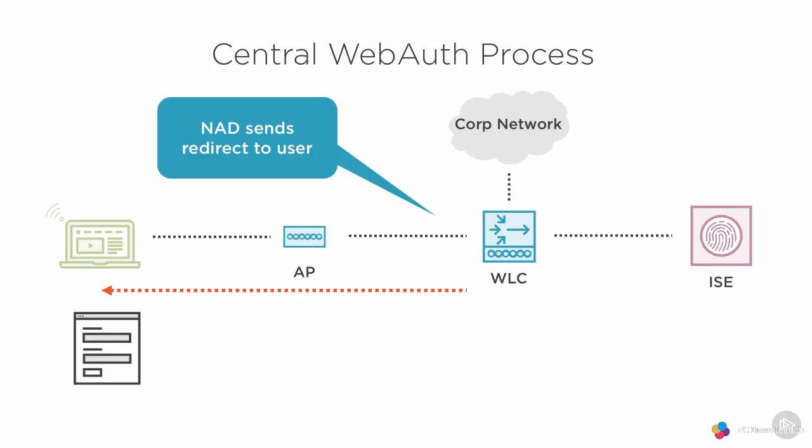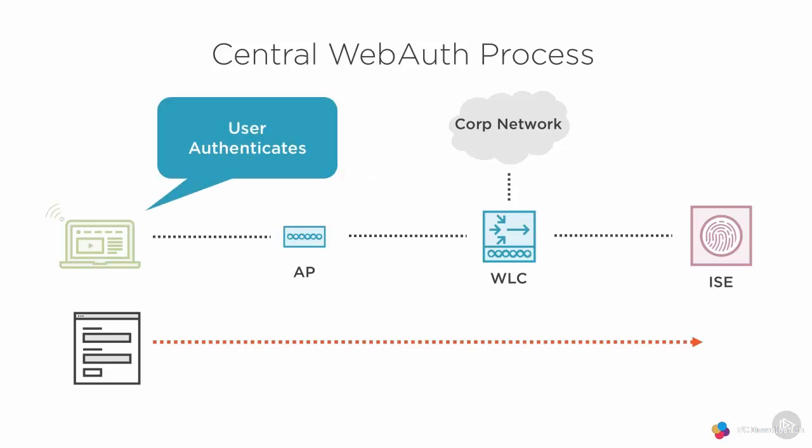Now the user gets redirected to our policy service node. And so the policy service node at this point, through an HTTPS connection, can provide that form that the user can enter their credentials with. So the user finally authenticates. And once they've authenticated, now ISE goes on to authorization. And then we look through our authorization rules and we say, okay, if the user is in our maybe guest database, then we're going to permit access to the corporate network or parts of the corporate network.